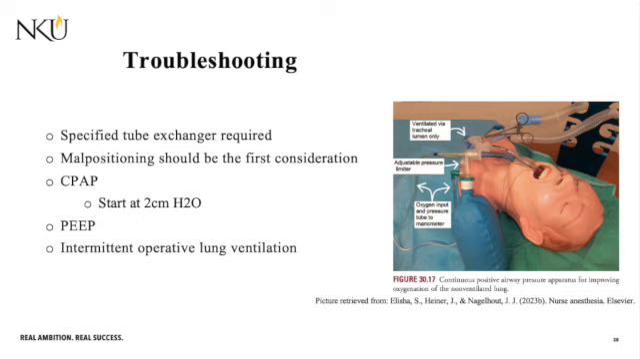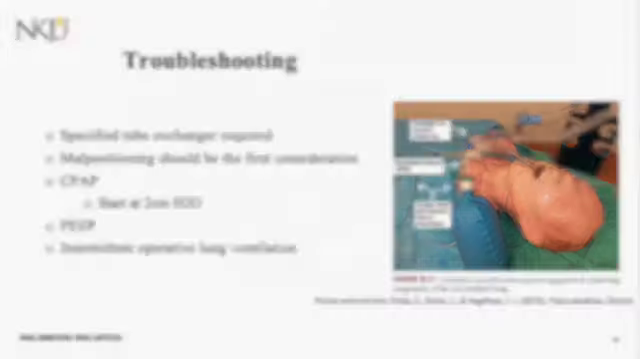with ventilation. When using CPAP on the operative lung, as seen in the picture above, start with only 2 centimeters of water and increase pressure as needed. PEEP can be applied to the dependent or non-operative lung to decrease atelectasis, increase lung compliance, and increase FRC. If these measures fail, intermittent operative lung ventilation, coordinated with the surgeon's activities, might be necessary.